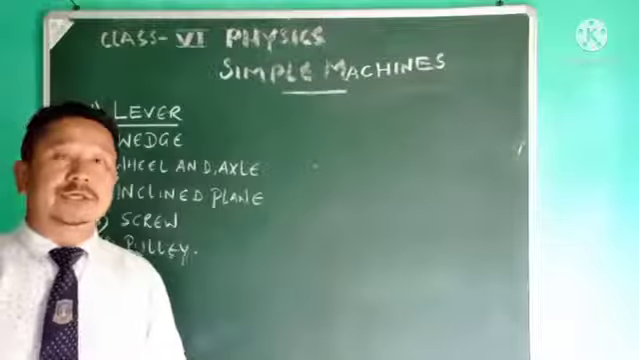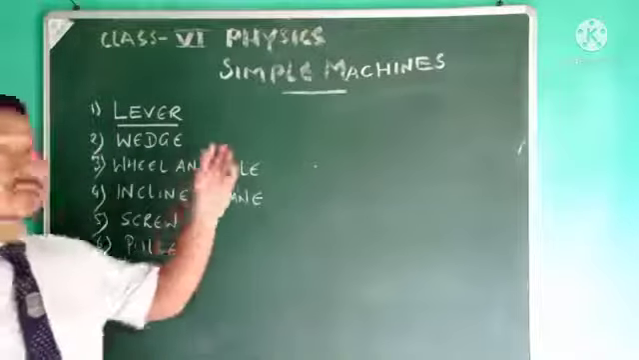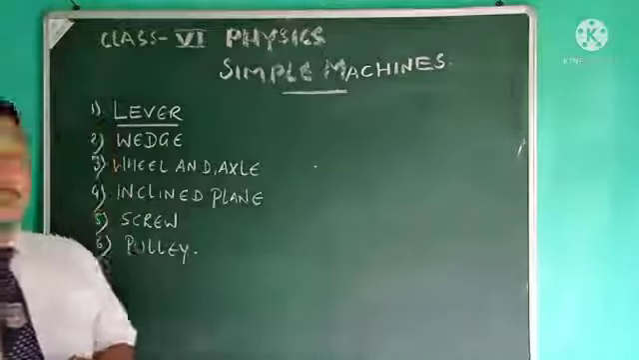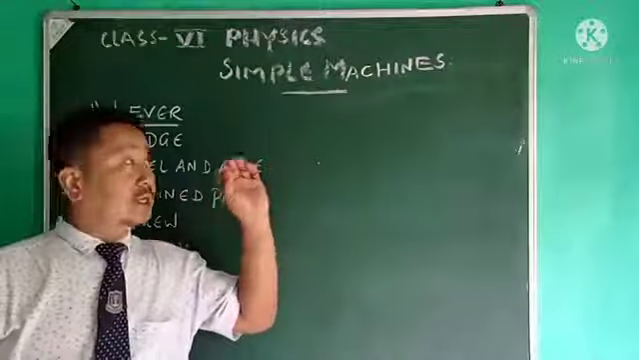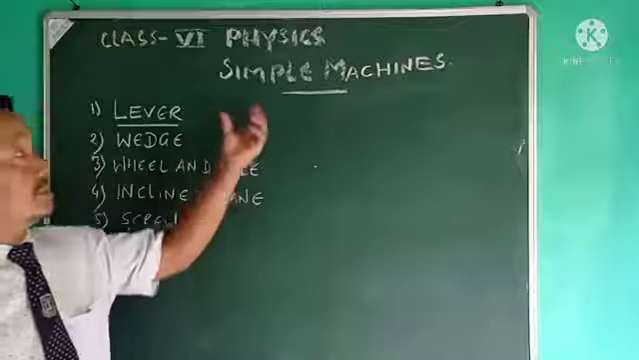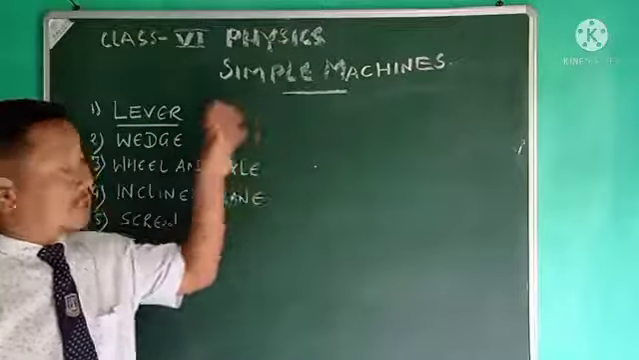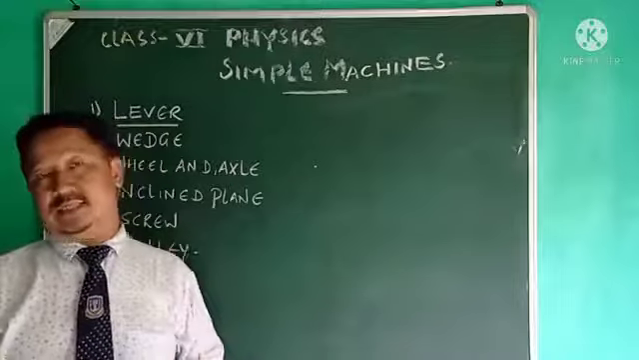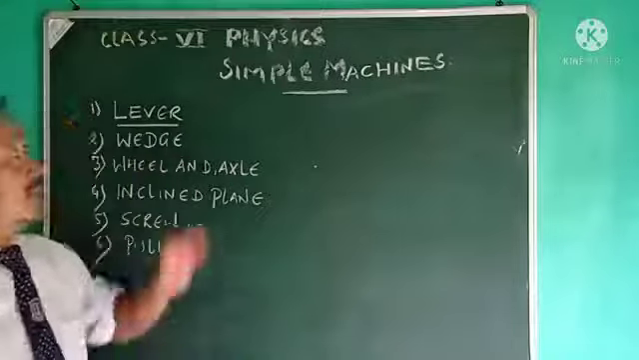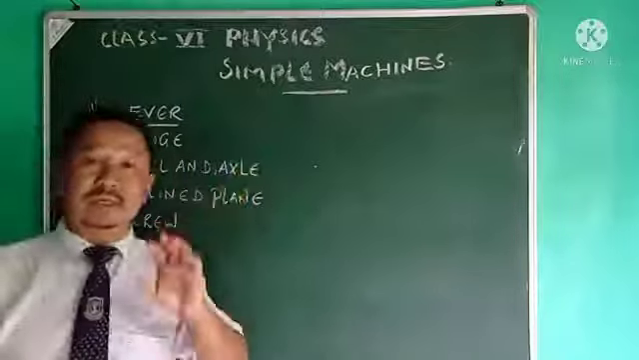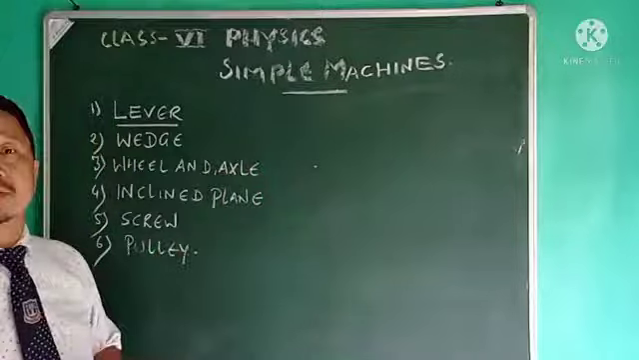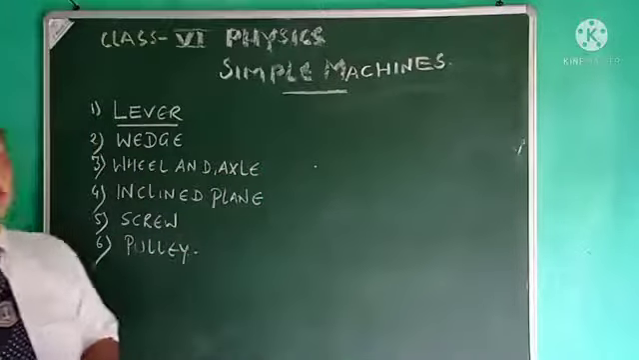Dear children, I'm here with chapter number 4, that is simple machines. In your book it is given as energy, but I have changed the topic. Why? Because in this chapter we'll talk only about simple machines. That's why I find simple machines to be the appropriate topic for this chapter. So let us talk about simple machines.